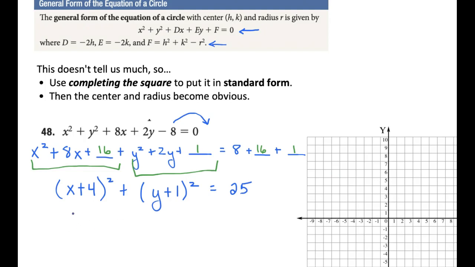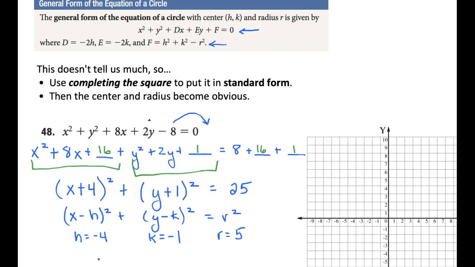So if this was x minus h squared plus y minus k squared equals r squared, we can see that h then must equal negative 4, k must equal negative 1, and r equals the square root of 25, which is 5.